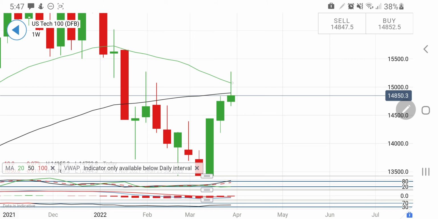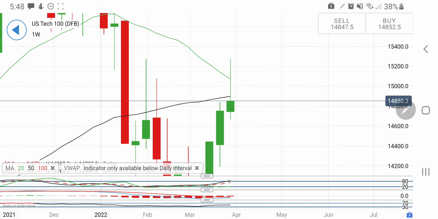However, if it tries to break above this zone at 15,100, probably only beyond 15,100 we can expect that it is going to break above 15,300, which is going to be stronger resistance. Now look at this, also on the weekly charts, it has almost completed this journey.